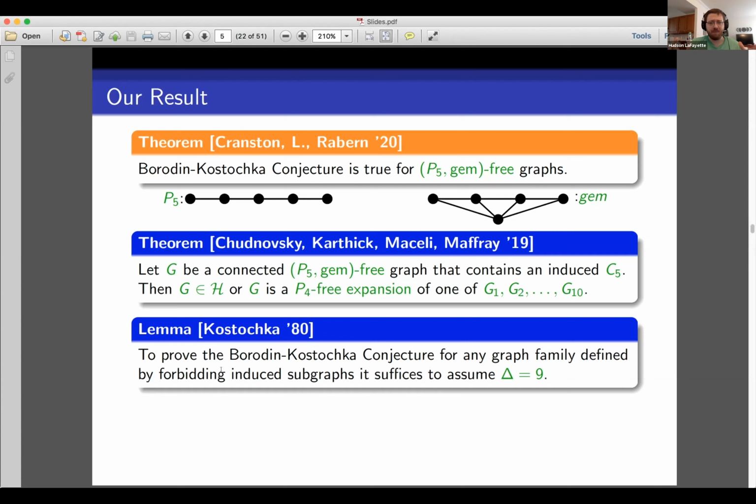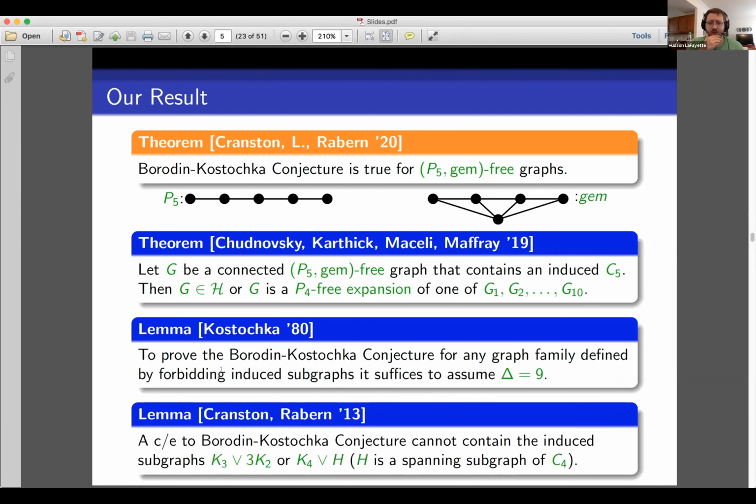So these are the 2 main pillars. This is sort of the big guns that held up our proof. We had sort of the smaller one, which is this local structure. Cranston and Rabern proved in 2013 that if they proved a lot of stuff, but if you have any counterexample to the Borodin-Kostochka conjecture, they proved a lot of local things that can't happen. So these 2 subgraphs can't be induced anywhere in your counterexample to this conjecture. So whenever you try to prove this conjecture by minimal counterexample or by induction, you can assume these local structures don't show up anywhere.